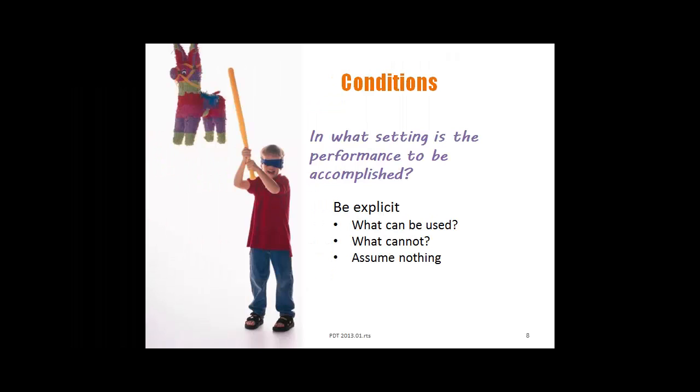Now the conditions, the second part of a learning outcome, deal with what's going to help or hurt the student in trying to achieve that particular outcome. For instance, if I am trying to play with a piñata, blindfolding the child and spinning him around makes it much more difficult for the child to hit the piñata. If, on the other hand, I gave him a heavy bat, took the blindfold off, and slowed the piñata down to no movement at all, it'd be very easy to hit the piñata.